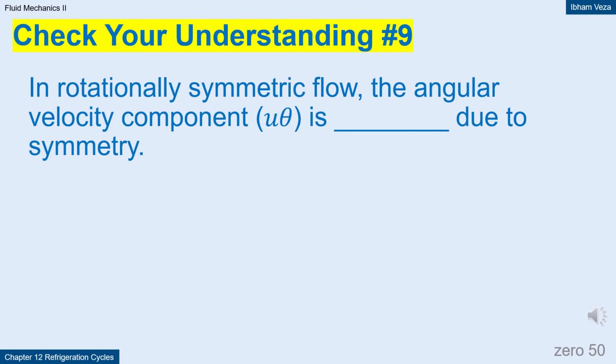Check your understanding. Number 9. In rotationally symmetric flow, the angular velocity component, u_theta, is zero due to symmetry.